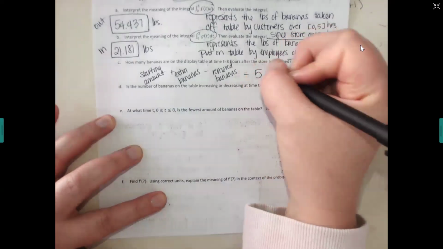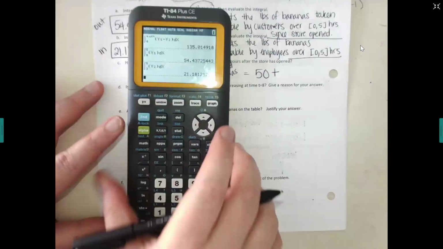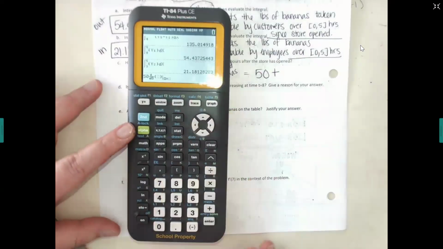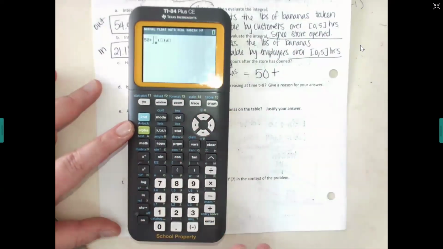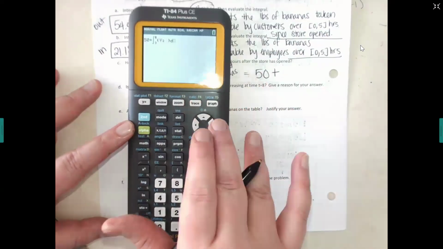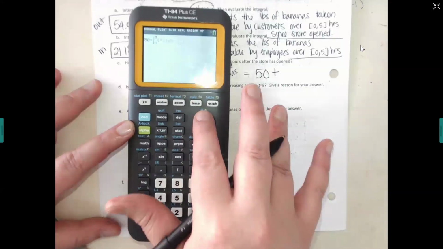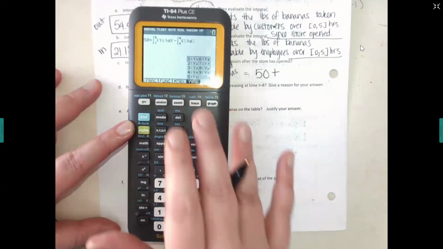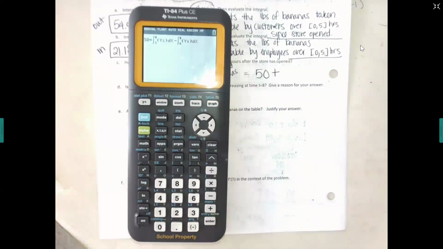Okay, so we're going to do 50 plus. Okay, the bananas that are added back are going to be math 9. And then we're only going to go from 3 to 8 on Y2. And then we're going to minus math 9, 0 to 8 on Y1. So this is how many the employees add back. This is how many the customers took off. And then your starting value in front of that.